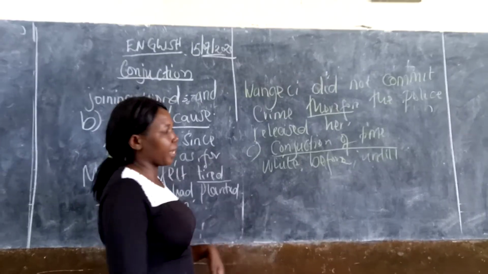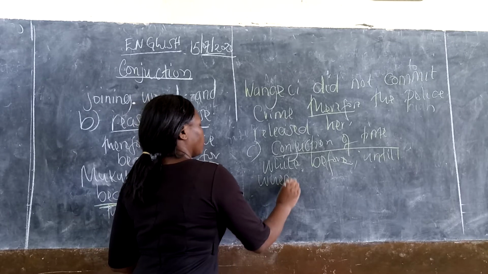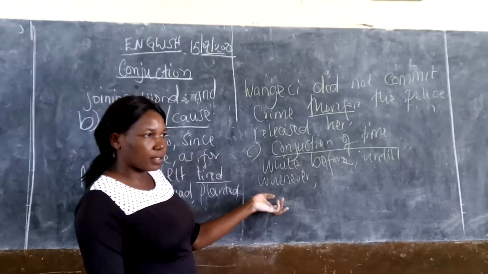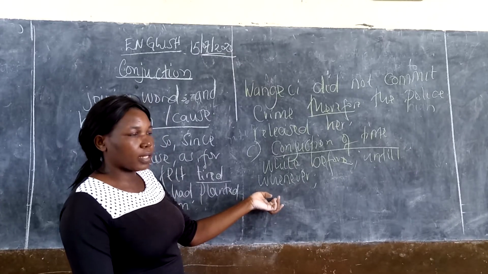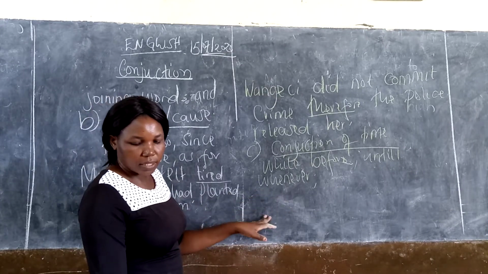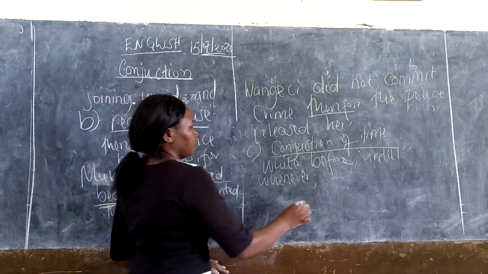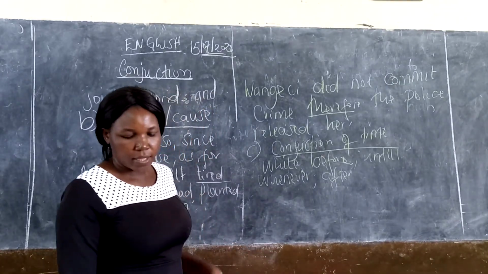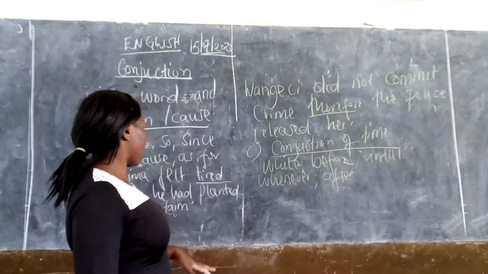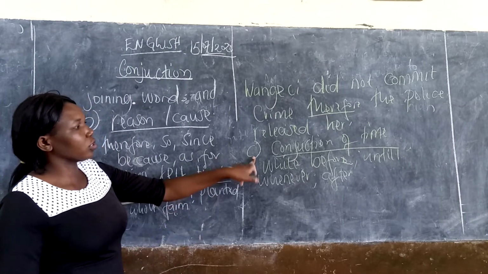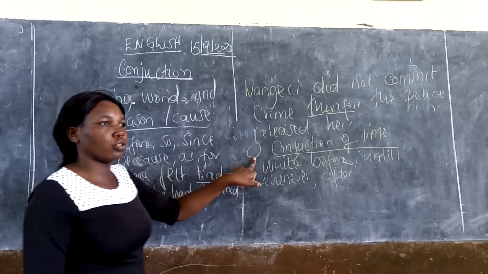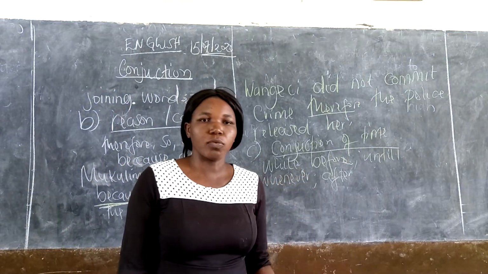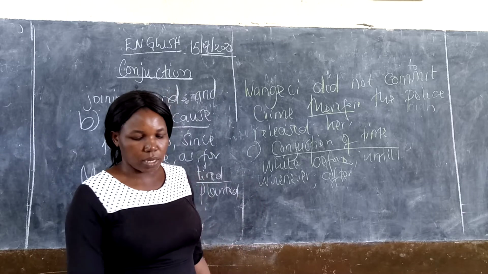We also have whenever. It's also a conjunction of time. It gives us time. At what time did that thing happen? We also have after. So, conjunctions of time tell us what time something happened.